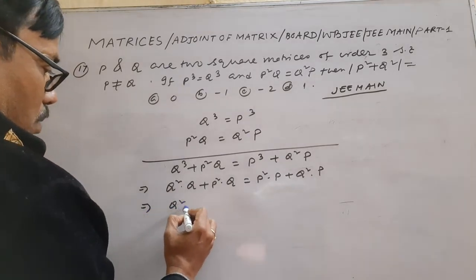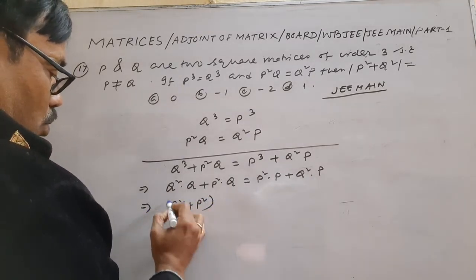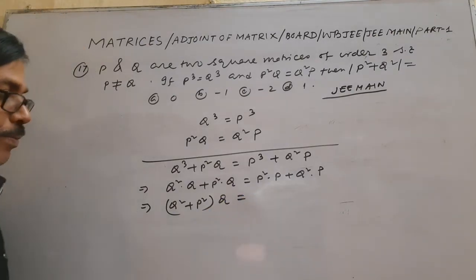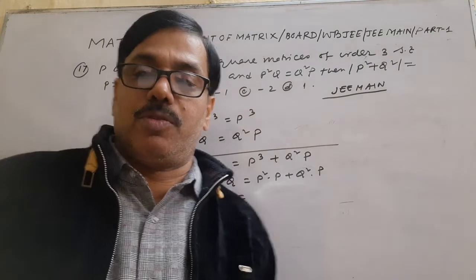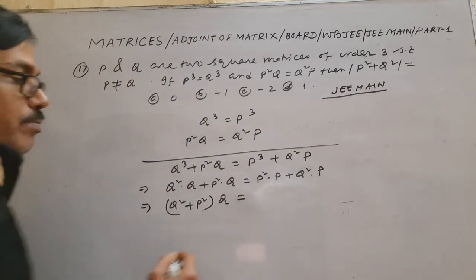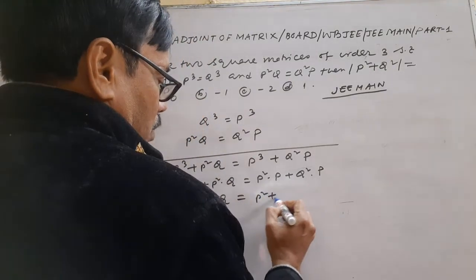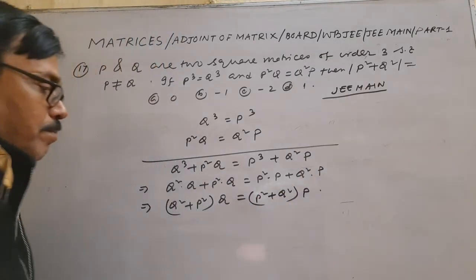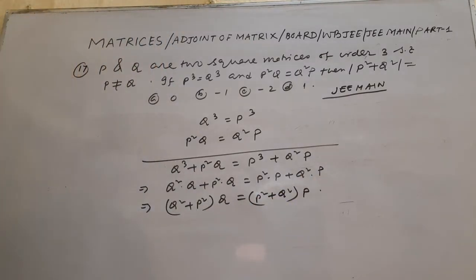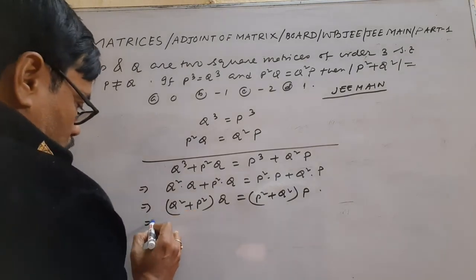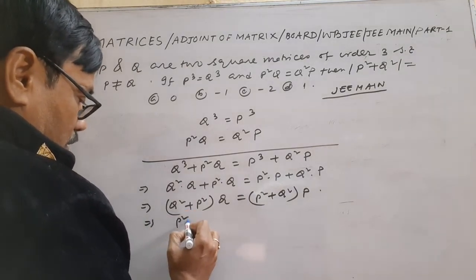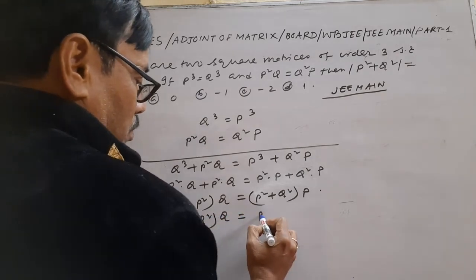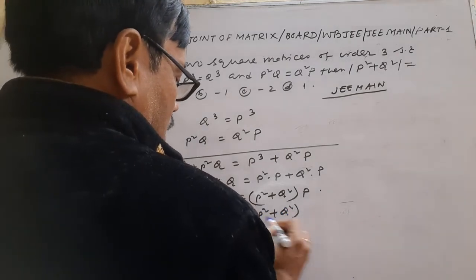Now Q square plus P square into Q. Matrix multiplication is distributive over addition. So P square plus Q square into P. Now P square plus Q square, so this is commutative, into Q, P square plus Q square into P.